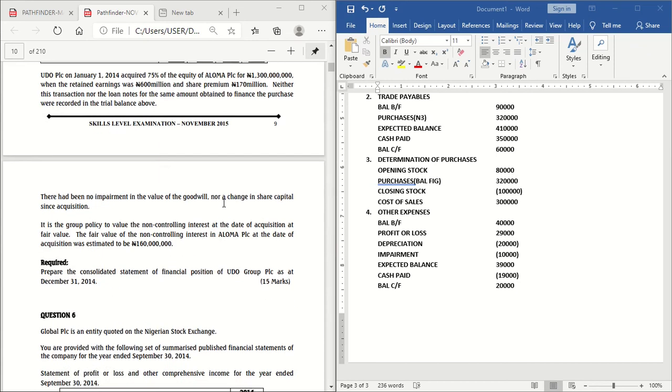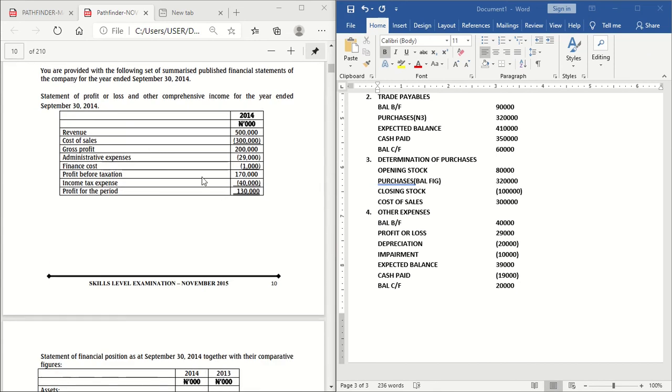So I will go to my profit or loss. What are my other expenses? The only other expense I have here is admin, which is 29,000. If I also have distribution cost, I will have added both of them together and I will bring them here to be what? 29,000.